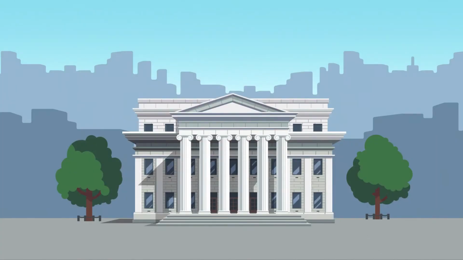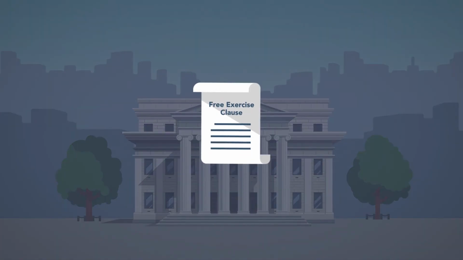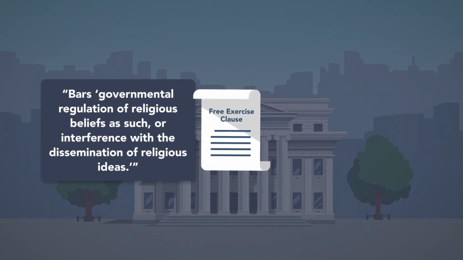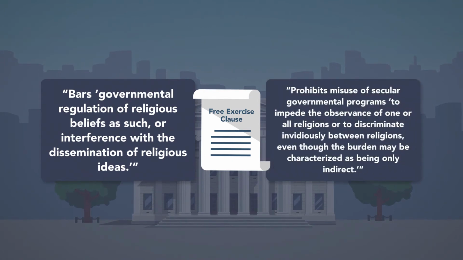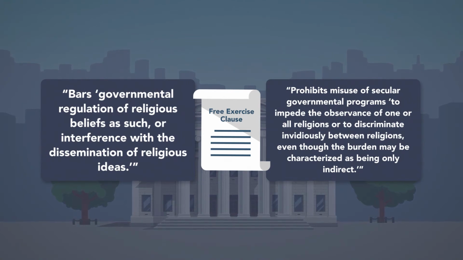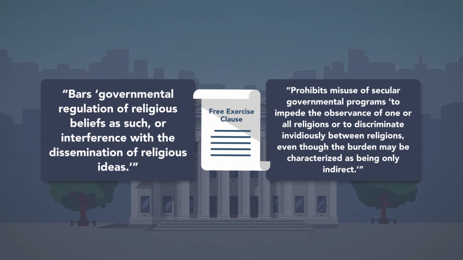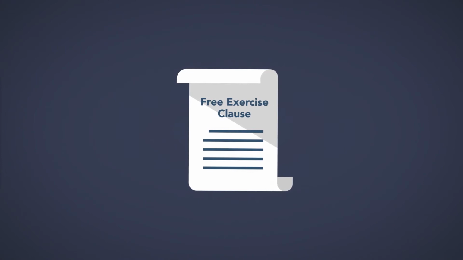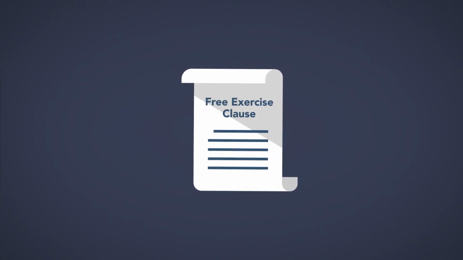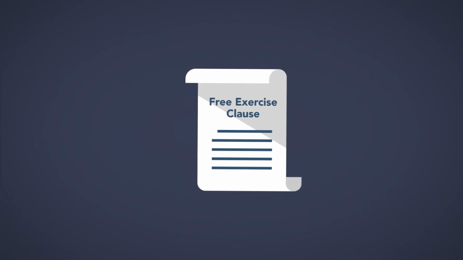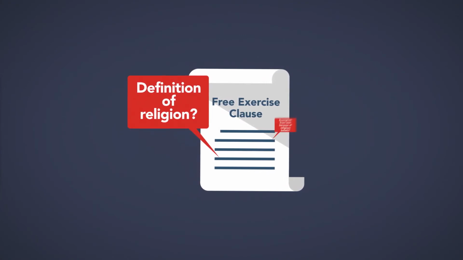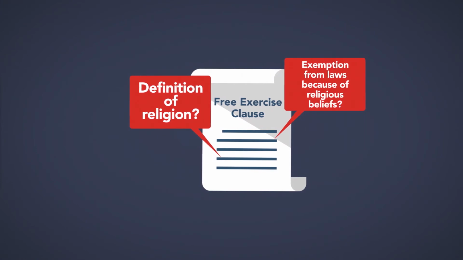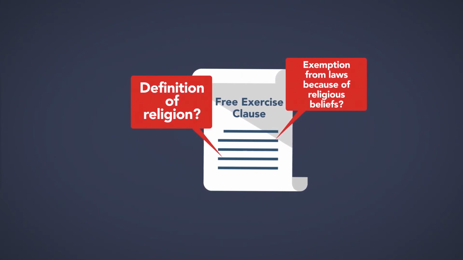Reflecting the founders' intentions, the Supreme Court has stated that the Free Exercise Clause bars governmental regulation of religious beliefs as such, or interference with the dissemination of religious ideas, and prohibits misuse of secular governmental programs to impede the observance of one or all religions, or to discriminate invidiously between religions, even though the burden may be characterized as being only indirect. At the time of its adoption, however, and for decades thereafter, several questions remained regarding the Free Exercise Clause's precise meaning, particularly concerning the definition of religion and the circumstances in which citizens could claim exemptions from generally applicable laws that infringed upon citizens' religious beliefs and practices.